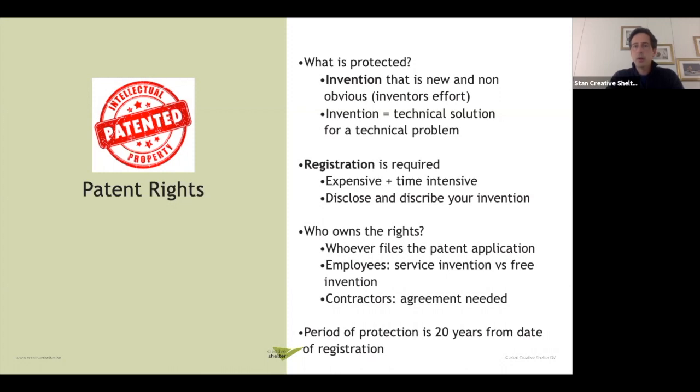So I said you need to file for a patent. So registration is required. You can't really do this yourself. It's quite complicated and time intensive. So there are people who are called patent attorneys who can help you with this. But they're quite expensive people. So they're usually also freelancers, but they charge a lot of money.